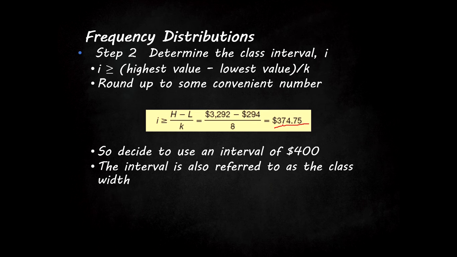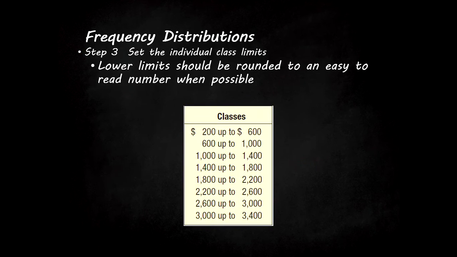So instead of 374.75 for that, I'm going to round it up to 400 for the interval. Oftentimes the interval is referred to as a class width, and in Megastat, for instance, it refers to it as width. So the next step is to determine the lower limits and the upper limits. The lower limit should always be below the lowest value.